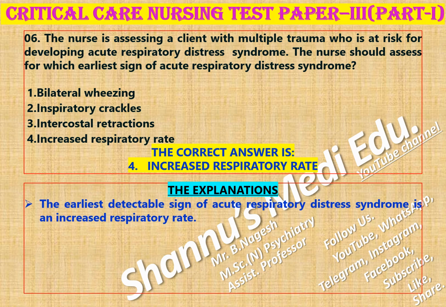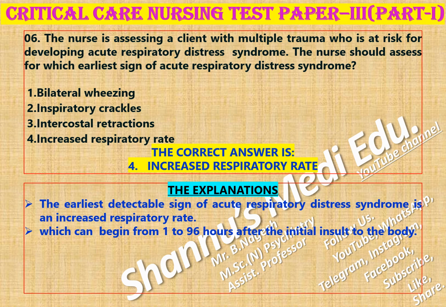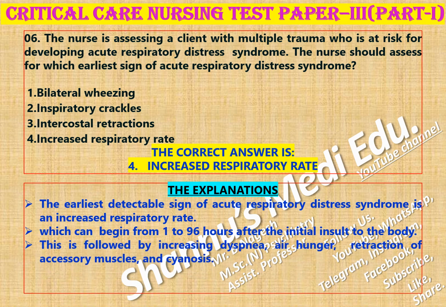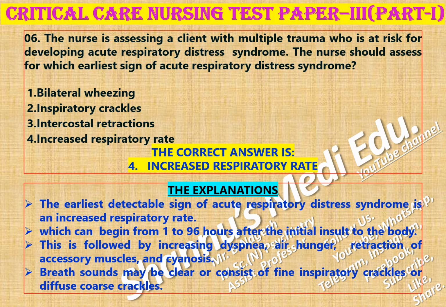The explanation of this question: the earliest detectable sign of acute respiratory distress syndrome is an increased respiratory rate, which can begin from 1 to 96 hours after the initial insult to the body. This is followed by increasing dyspnea, air hunger, retractions, accessory muscle use and cyanosis. Breath sounds may be clear or consist of fine respiratory crackles or diffuse coarse crackles.